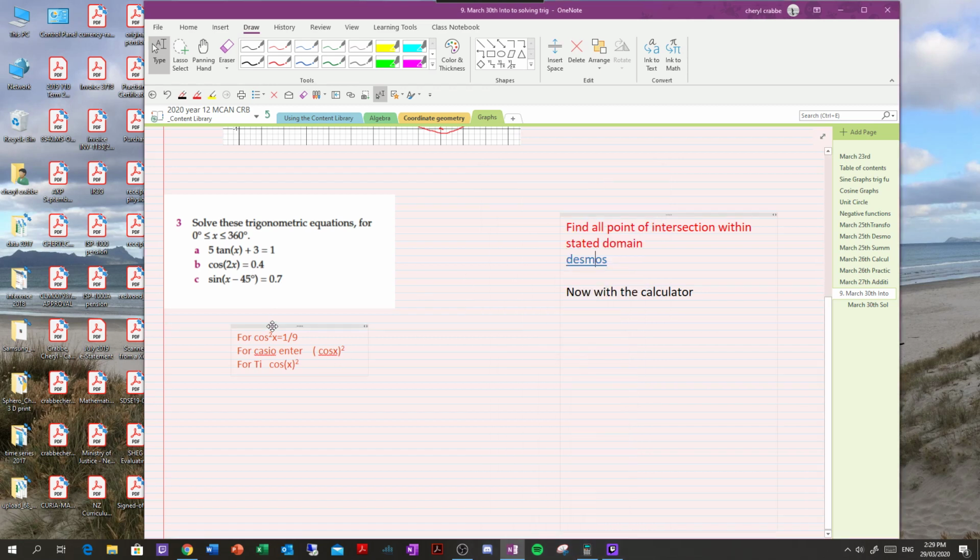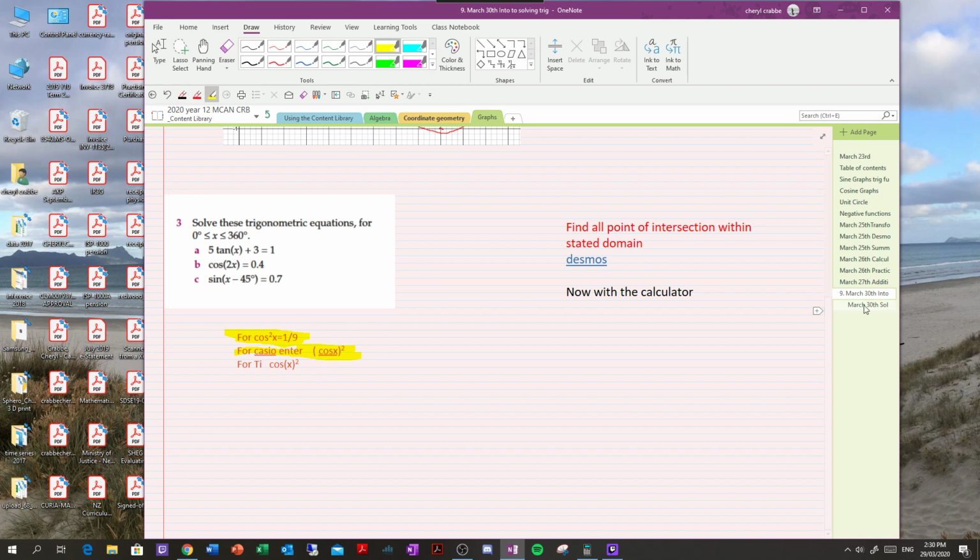Now, the only little blurb I would say is this thing here. Sometimes it gets a little tricky as to the order that you enter when you have cos squared x is equal to 1/9. When you enter that into your Casio calculator, you go cos x in brackets squared. So the square comes on the outside, and TIs do it quite differently. But that's how you do it for Casio, and then you make it equal 1/9.